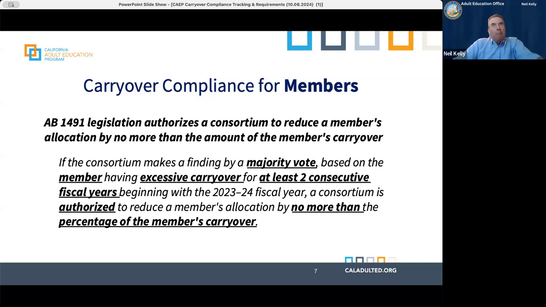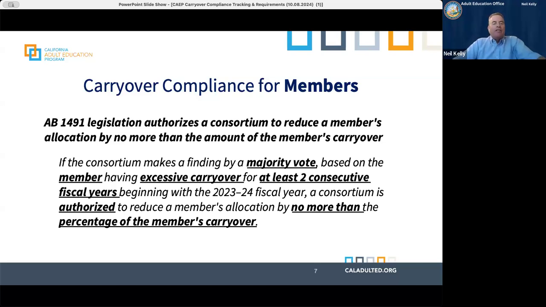So you could potentially have opted out last year and opted in this year, so that when you opt in, that starts the 2 consecutive year clock. Or you could change what you say is excessive carryover. You could have had 20% last year and now you're having 30% this year.